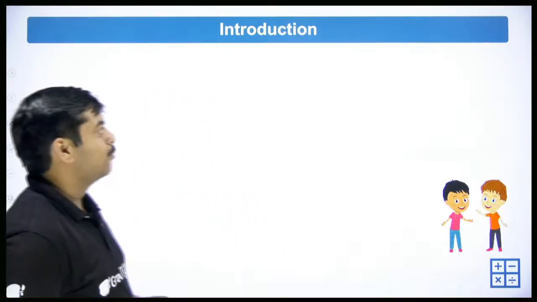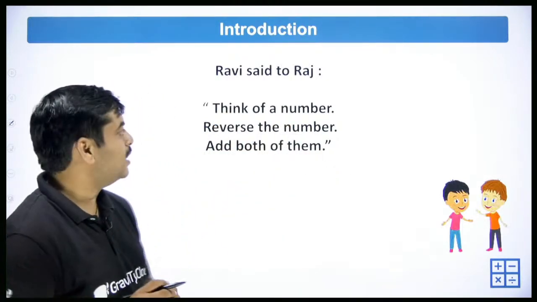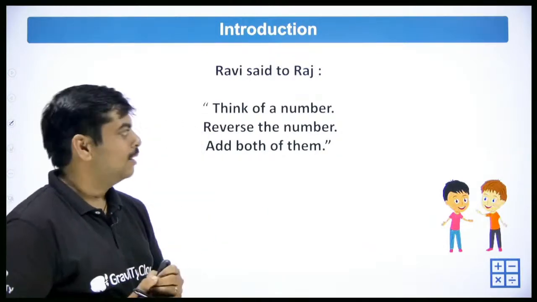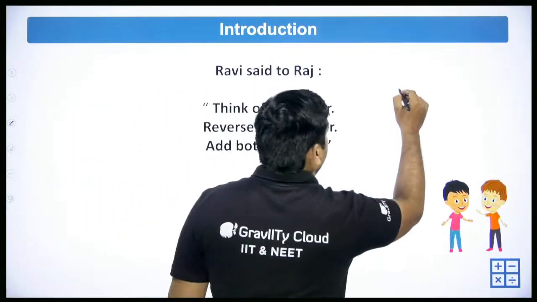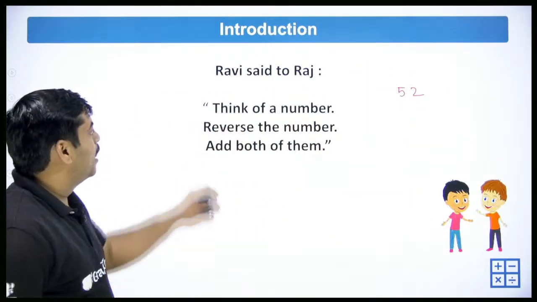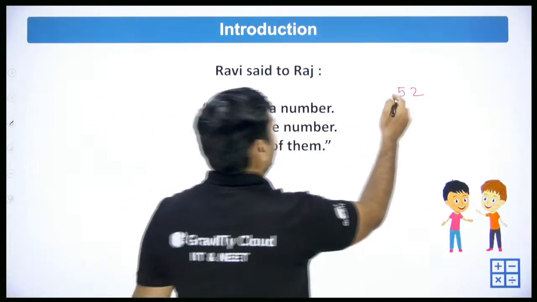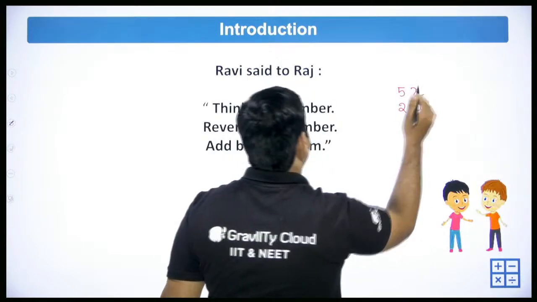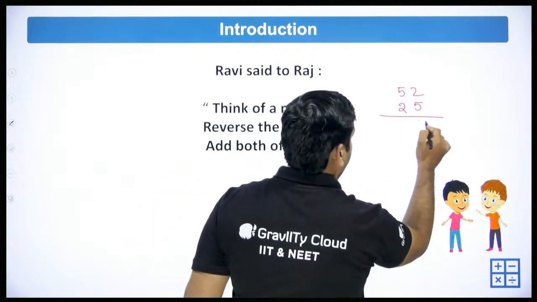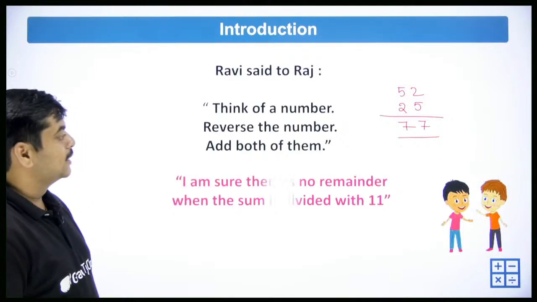Okay, so let us take one small situation. Ravi and Raj, there are two friends, Ravi and Raj. Ravi said to Raj, think of a number. Let me think of a number. Let us say 57 or 52. Let me say the number is 52. Think of a number, reverse the number. It can be any digit number, don't worry. Here I'm taking a 2-digit number. Add both of them. 5 plus 2 is 7 and 5 plus 2 is 7. Good. Let's see what result we get.